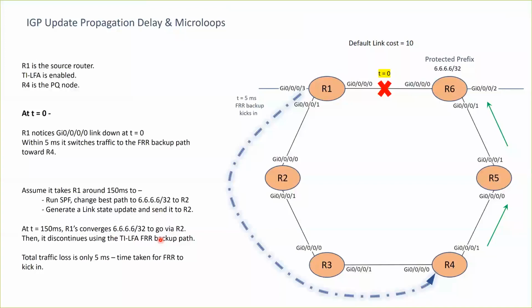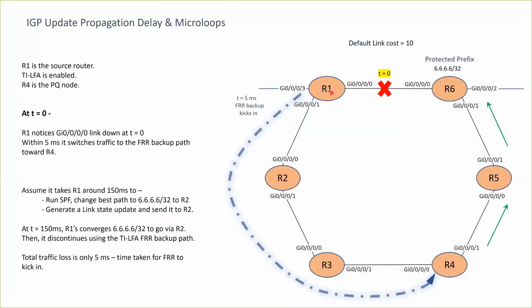R1, say within 5 milliseconds, did the cutover. It sent traffic to R4. All right. And then say R1 takes 150 milliseconds to converge. Now, this link went down, right? The normal IGP convergence will happen. IGP will recalculate SPF, figure out what is my best path to reach the destination, and that is to R2 now, because I don't have the R1, R5 link. My normal IGP best path post convergence will be R1, R2. Getting that? Right? So that is assumed to take 150 milliseconds.